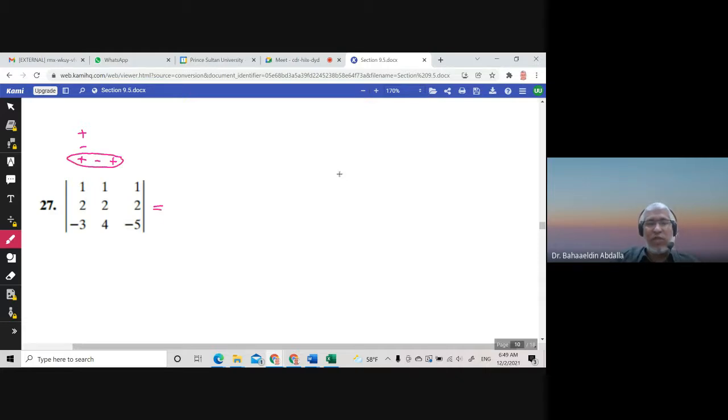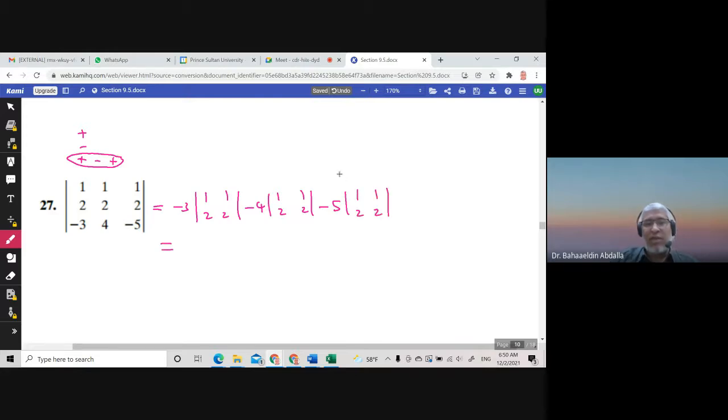So this determinant would be negative 3 times. Eliminate the row and the column. I have 1, 1, 2, 2. Then 4, the sign of the position is negative. So negative 4 times. Eliminate the column and the row. You also have 1, 1, 2, 2. And the position here is positive. So negative 5 times. Also 1, 1, and 2, 2.